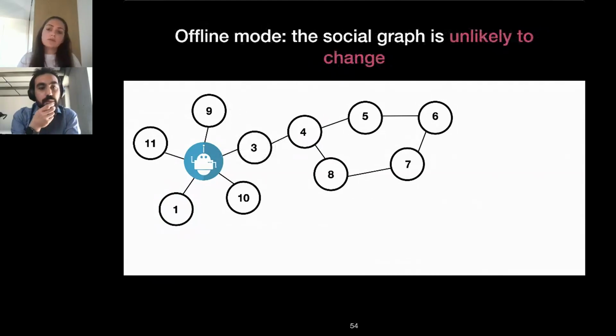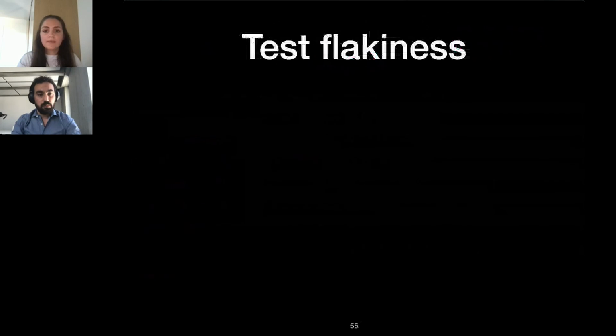And then there is offline mode. In this case, the social graph is not going to change during the simulation or between 2 different simulations, because the graph is a snapshot of the social graph at a specific point in time. And we use exactly this mode to reduce flakiness, as we're going to see in the next slides.